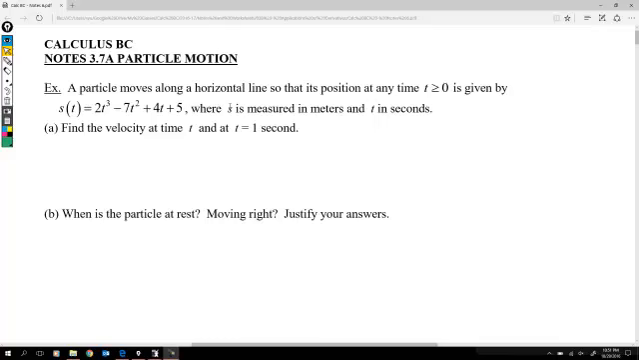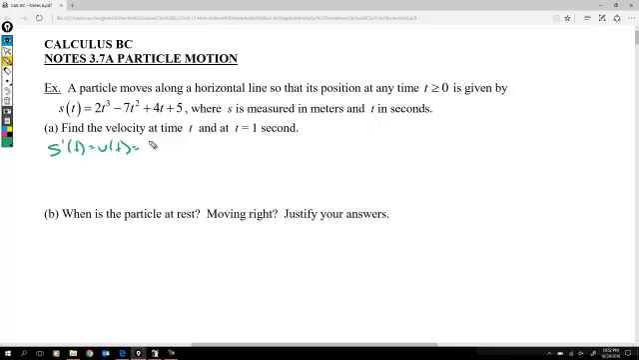Hi everyone, today we're talking about particle motion, which is just an application of all the derivative test stuff we've been doing lately. So first, they give us a function that models our particle's position. And for part A, they ask us to find the velocity function and then evaluate it at 1 second. All right, so all we gotta do is take the derivative. So hopefully you remember that the derivative of position is velocity.